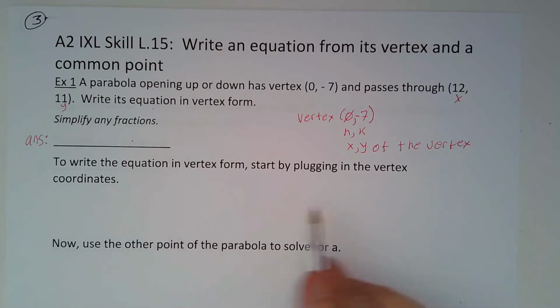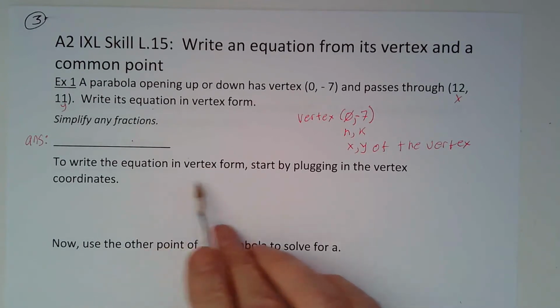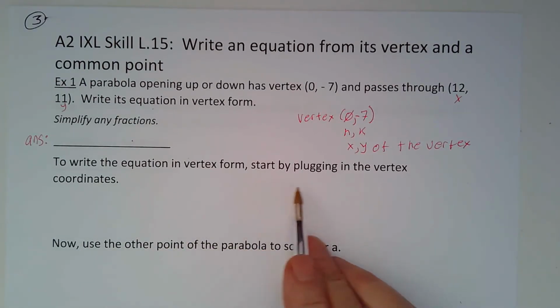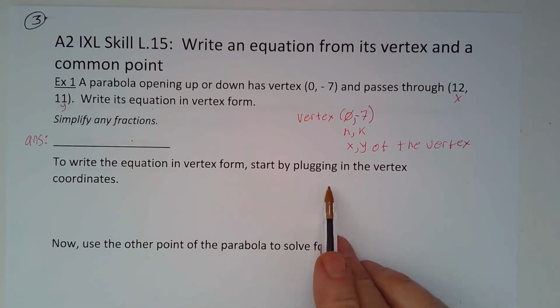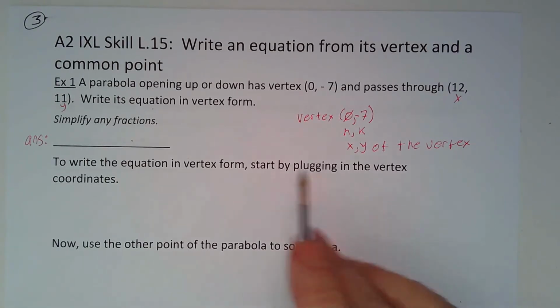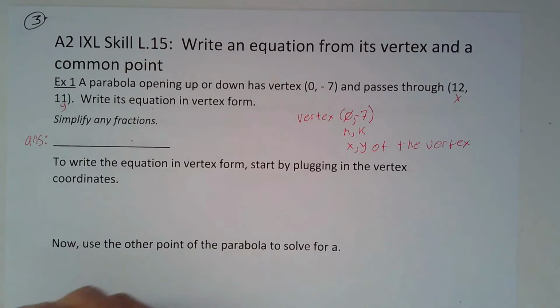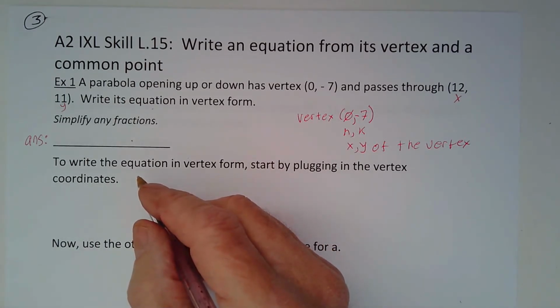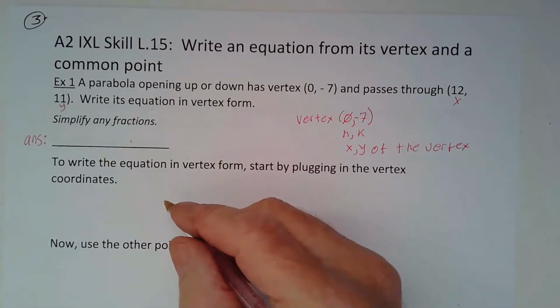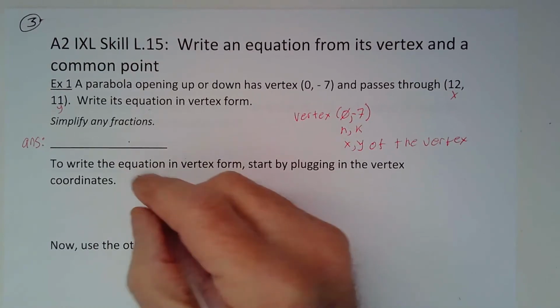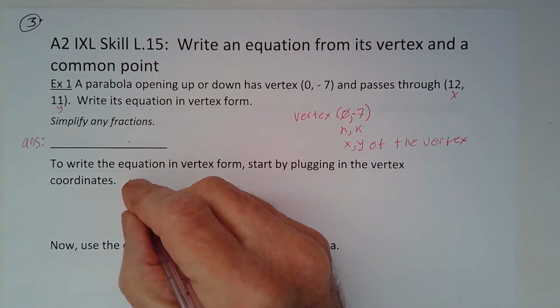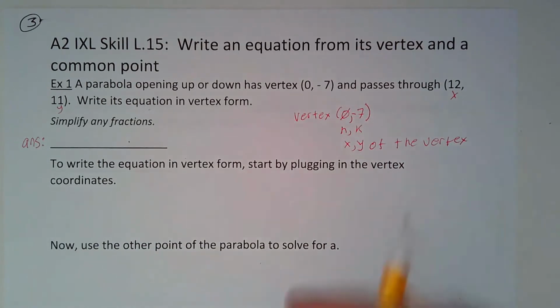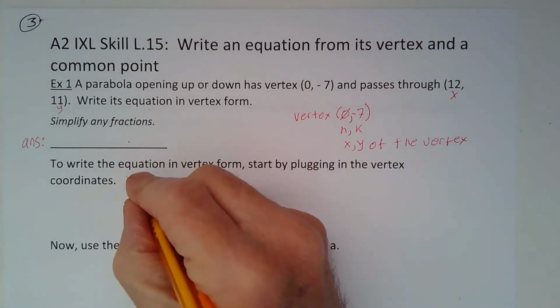So now I want to write the equation. To write it in vertex form, I have to start by plugging in vertex coordinates. But first I need the equation. If you remember, I showed you the equation in the previous page. You can go back, you can stop, start, rewind, whatever you want to do. So here's the actual equation, vertex form of a quadratic equation.